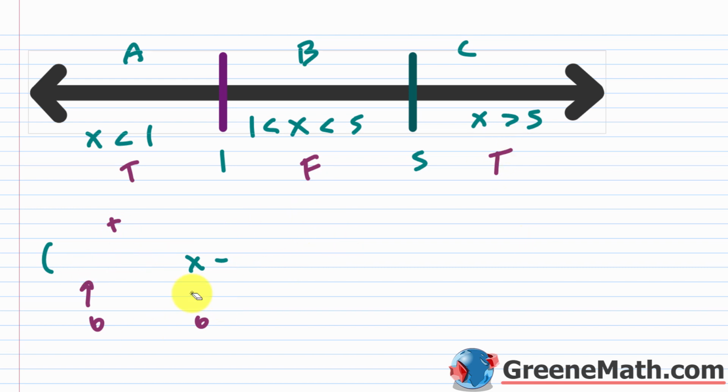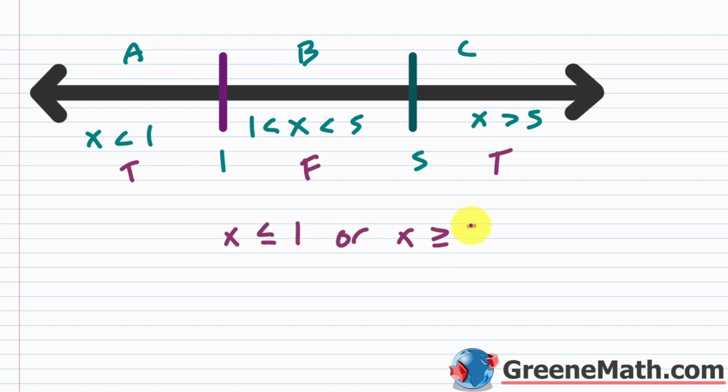So for the solution here, remember it's a non-strict inequality, so the critical values are included. You would have that x is less than or equal to 1, or x is greater than or equal to 5. So what we would say here is that we have from -infinity up to and including +1, put a bracket there, and the union with 5 is included, so put a bracket there.